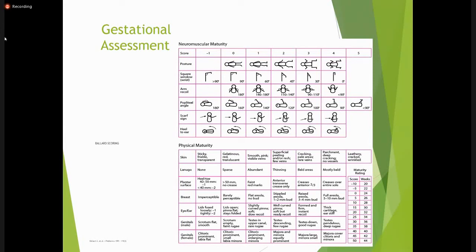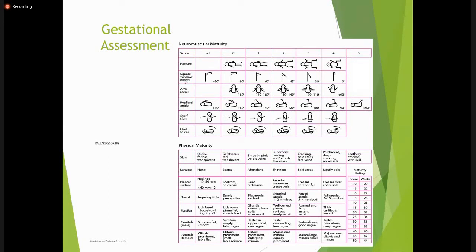The first parameter in the neuromuscular maturity is the posture. You just have to lie the baby in the supine position and see what the resting posture of the baby is. You compare it with this picture. If your posture falls in this, or this, then you will mark accordingly. So the posture is quite simple. You just have to compare it with the resting posture of the baby.